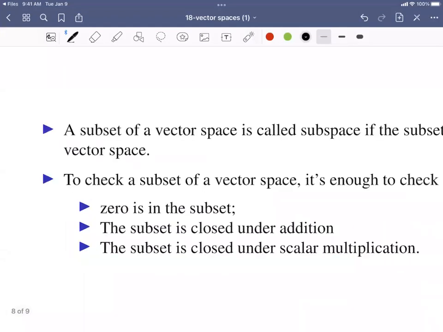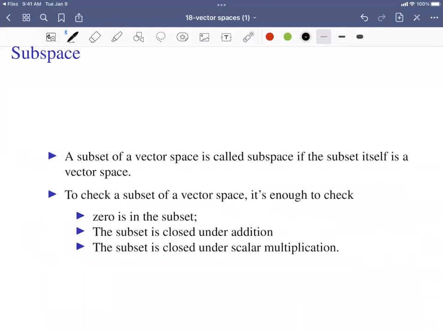All right. Now, next definition, subspace. A subset of a vector space is called a subspace if the subset itself is a vector space. So not every subset of a vector space is a subspace. To check a subset of a vector space, it's enough to check three properties. Is zero in the subset? Is the subset closed under addition, and is it closed under scalar multiplication?